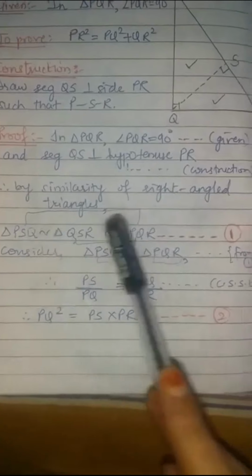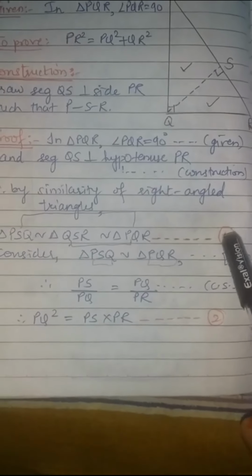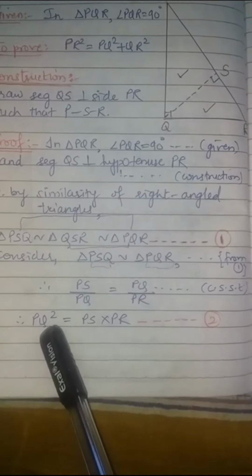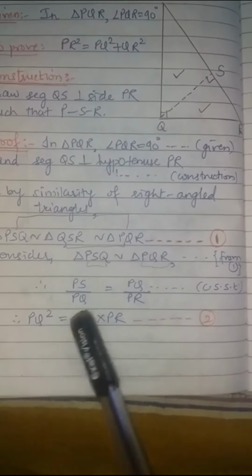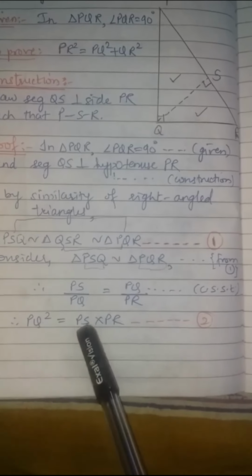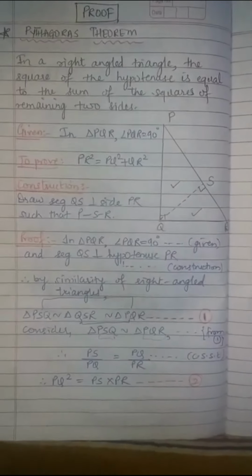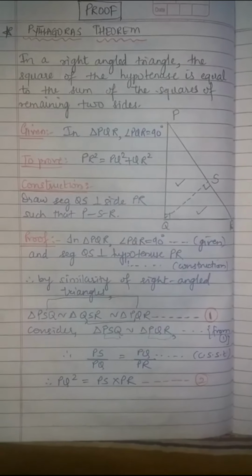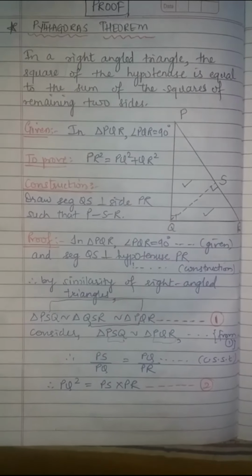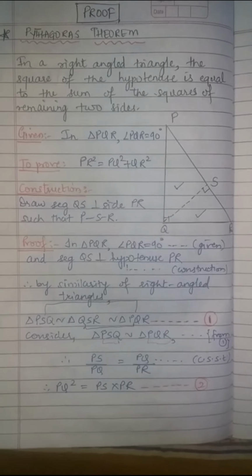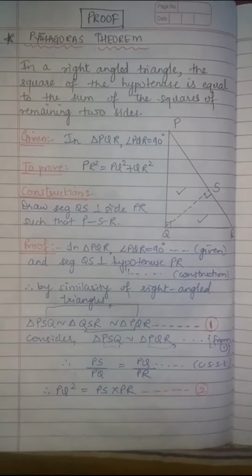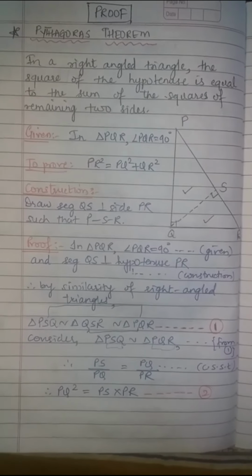Reminding you, equation 1 was the similarity of right angled triangles, and equation 2 is what we have got, that is PQ square equal to PS into PR. That is your equation number 2. I'm just keeping the solution, the proof. You all can note down in your notebooks. Pause the video, note down. So we have completed till equations 1 and 2.